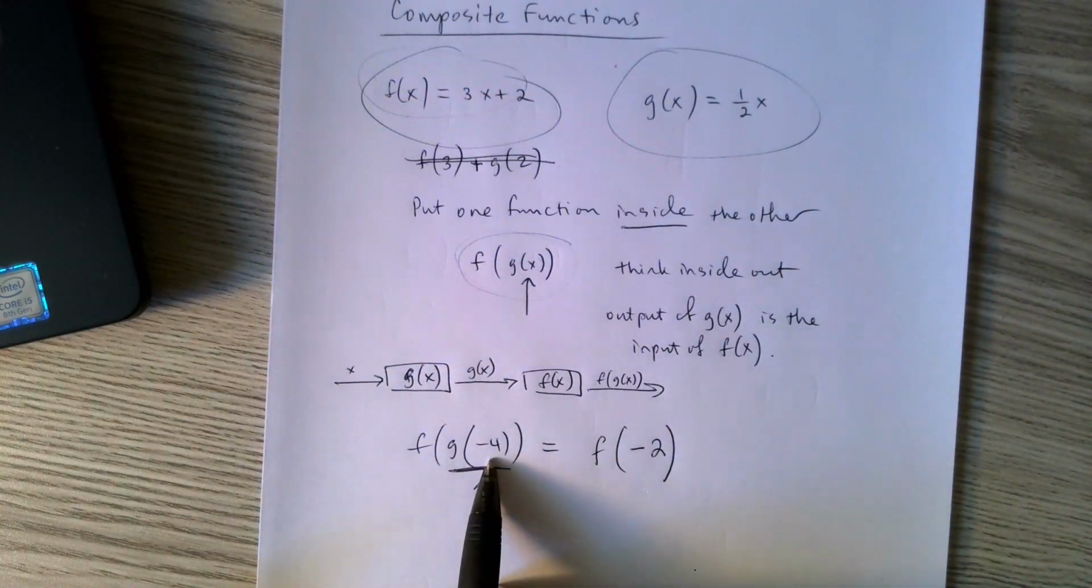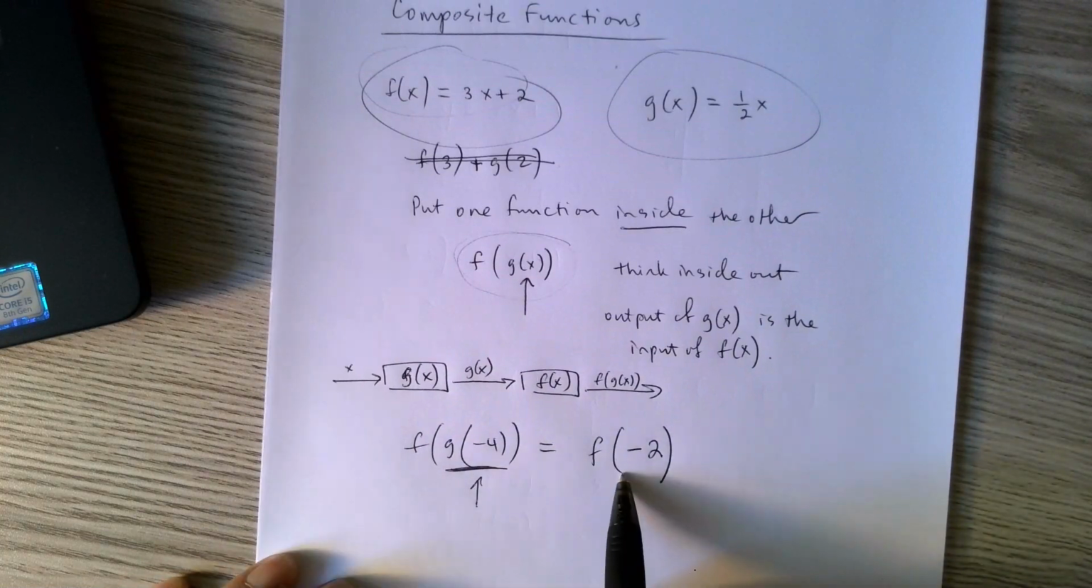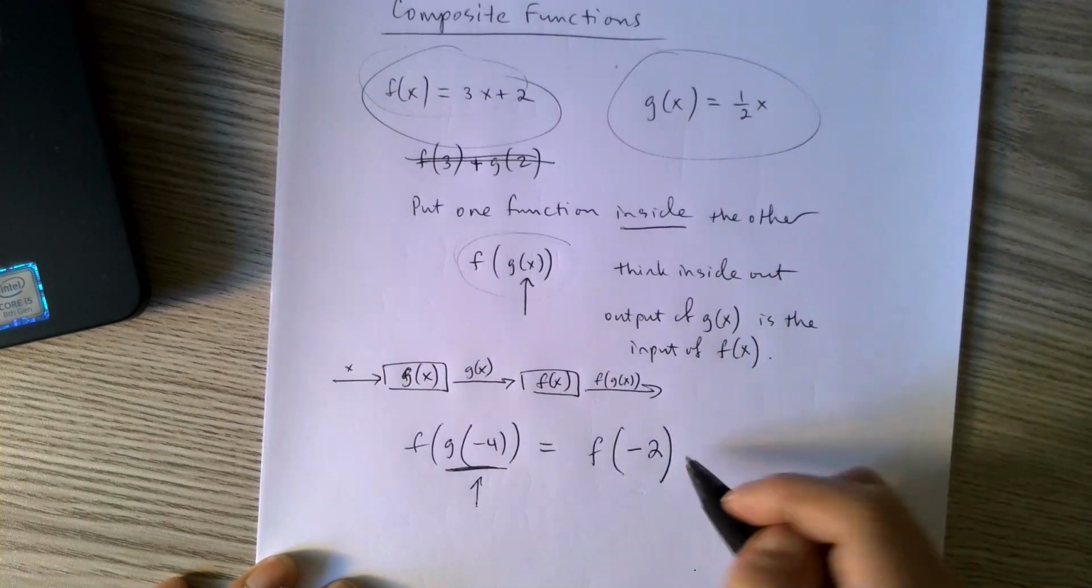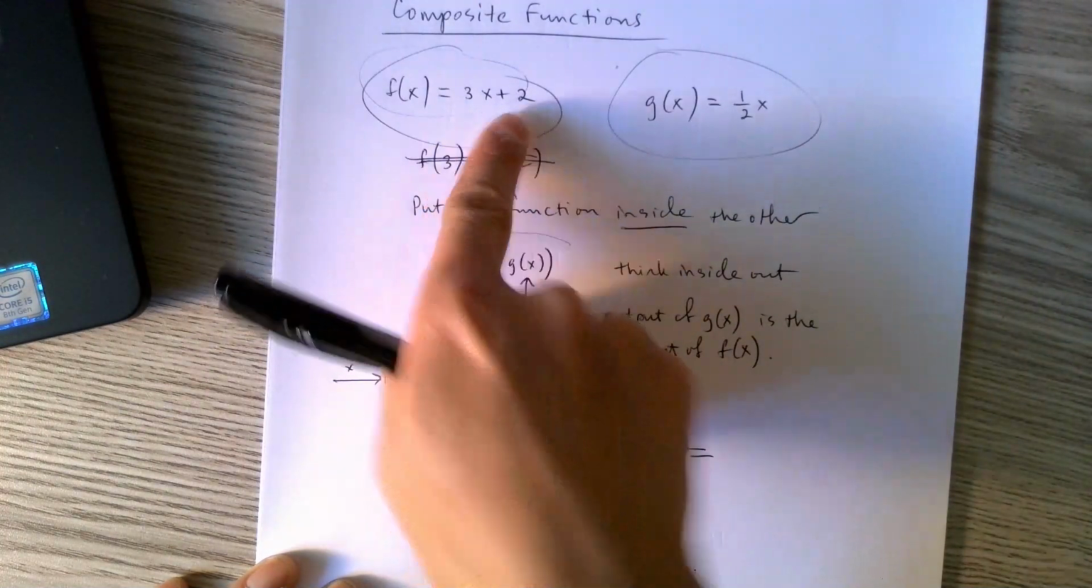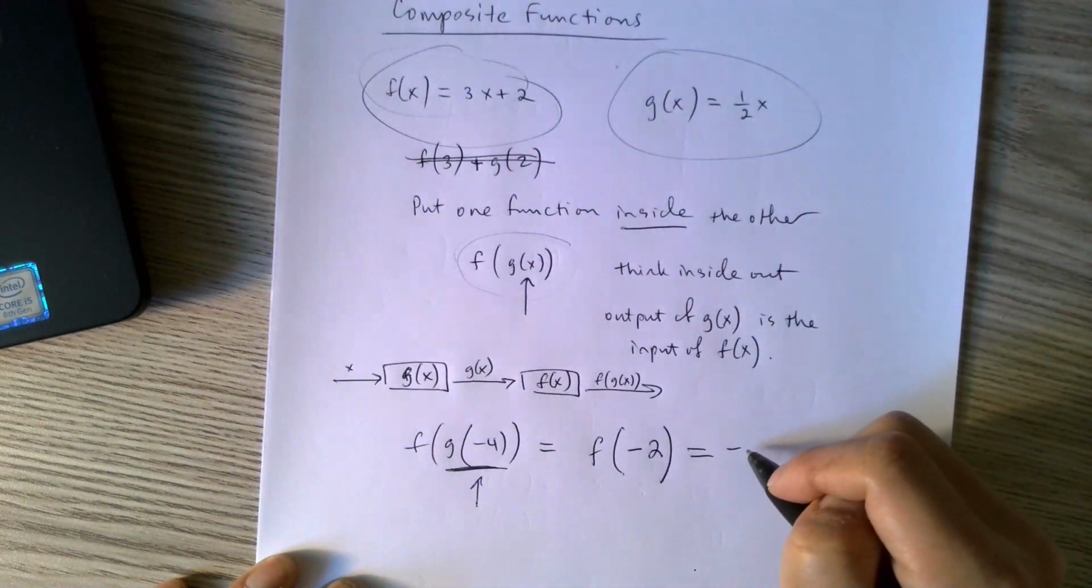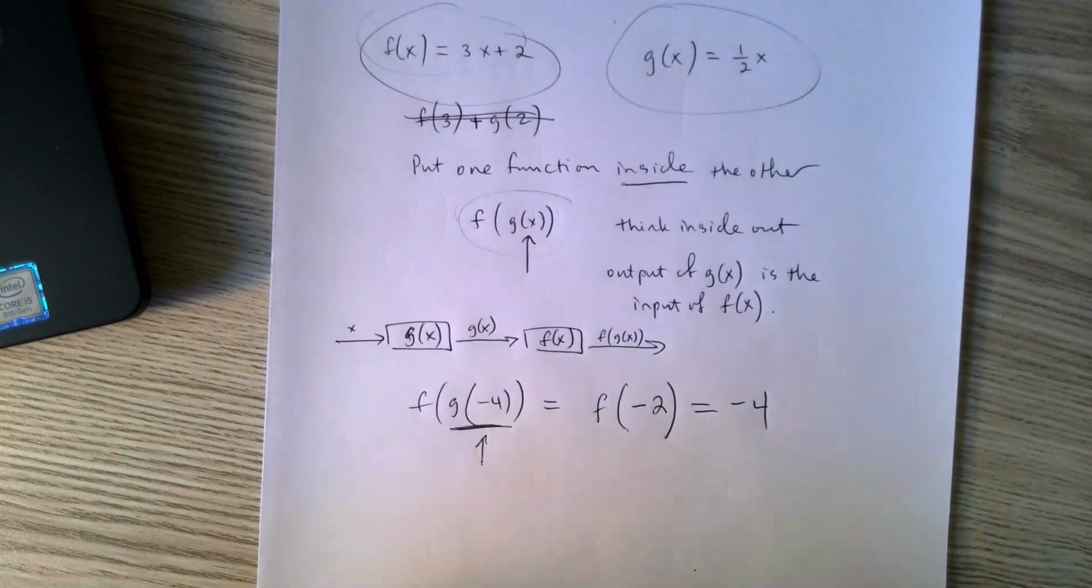So that has replaced g of -4. I don't have to worry about g of x anymore. I just have to worry about f of -2. So now I put -2 in here, and that'll give me -4. Will it? Yes, -4. That's just a coincidence.